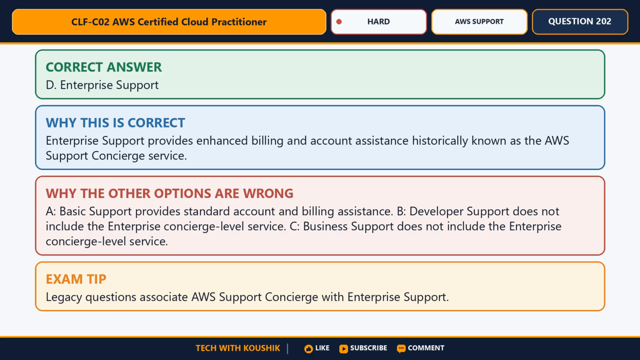A. Basic support provides standard account and billing assistance. B. Developer support does not include the enterprise concierge level service. C. Business support does not include the enterprise concierge level service. Exam tip. Legacy questions associate AWS Support Concierge with enterprise support.